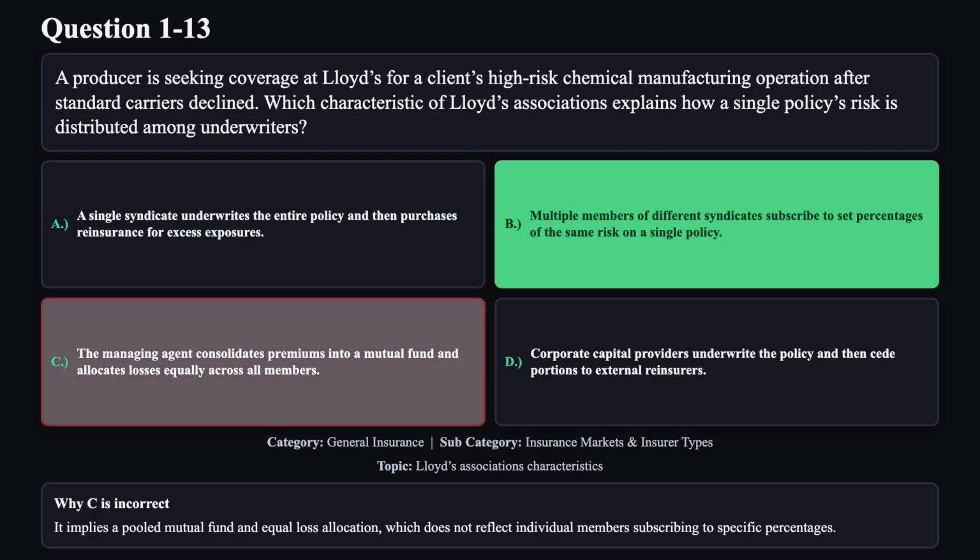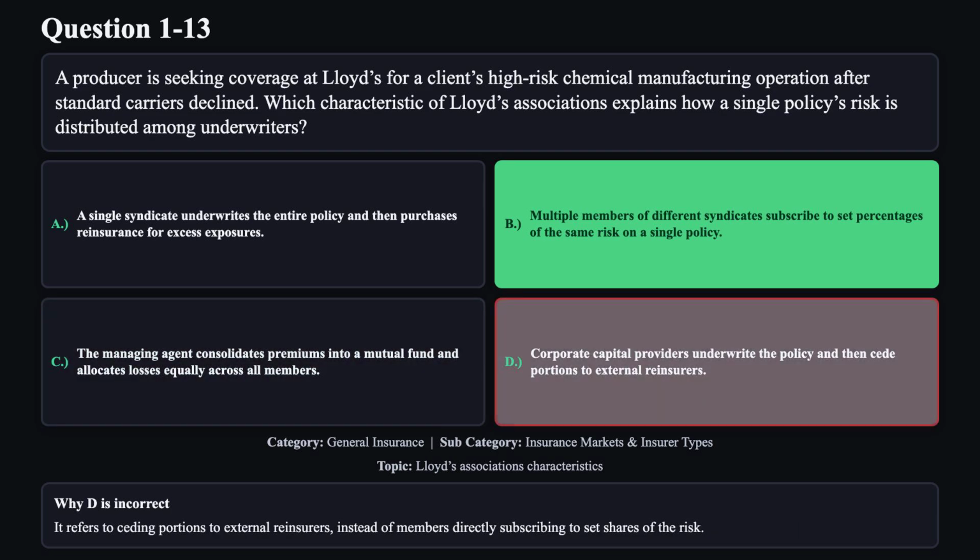It implies a pooled mutual fund and equal loss allocation, which does not reflect individual members subscribing to specific percentages. Reason D is not correct. It refers to ceding portions to external reinsurers instead of members directly subscribing to set shares of the risk.